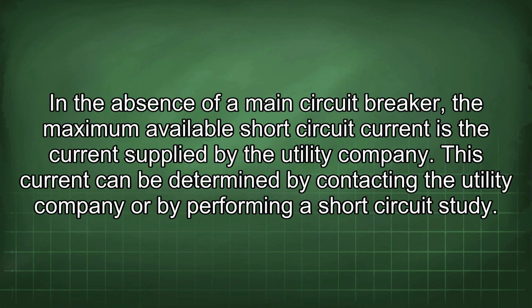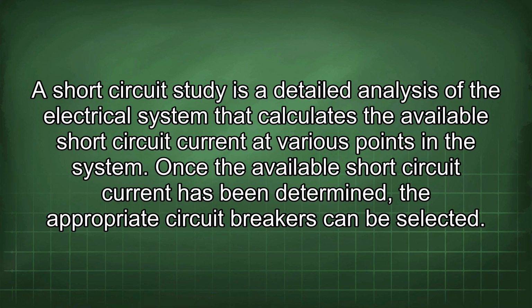In the absence of a main circuit breaker, the maximum available short circuit current is the current supplied by the utility company. This current can be determined by contacting the utility company or by performing a short circuit study. A short circuit study is a detailed analysis of the electrical system that calculates the available short circuit current at various points in the system.